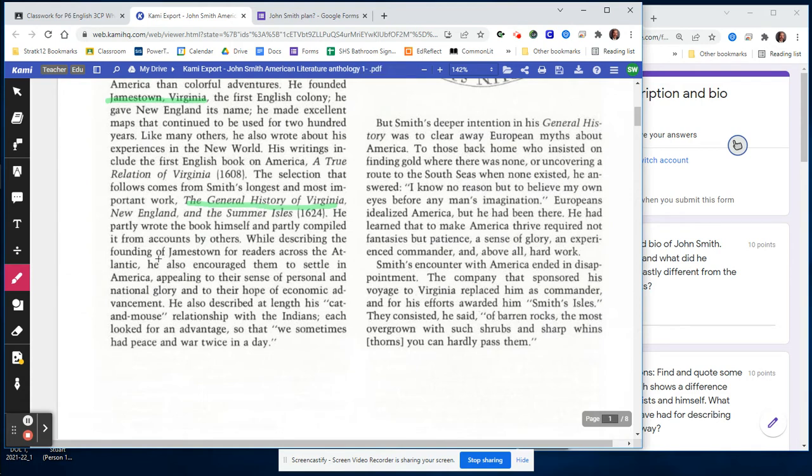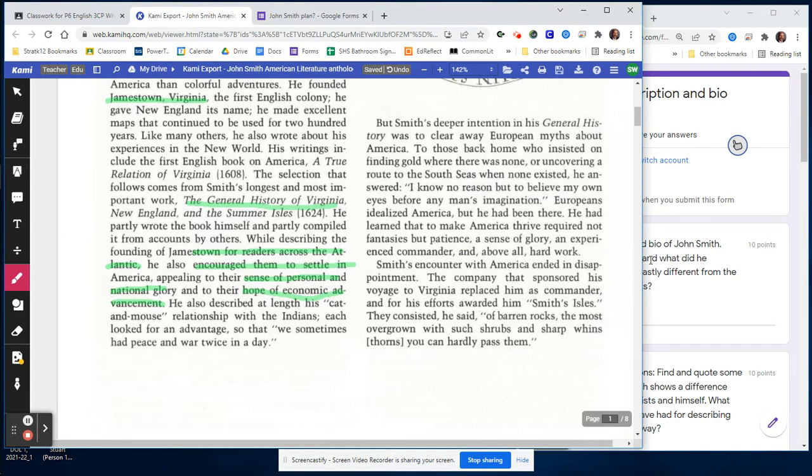While describing the founding of Jamestown for readers across the Atlantic, so apparently one of the things is he wanted the people in England to know, he also encouraged them to settle in America, appealing to their sense of personal and national glory and their hope of economic advancement. He also described at length its cat-and-mouse-like relationship with the Indians, each looking for an advantage so that we sometimes had peace and war twice in a day.